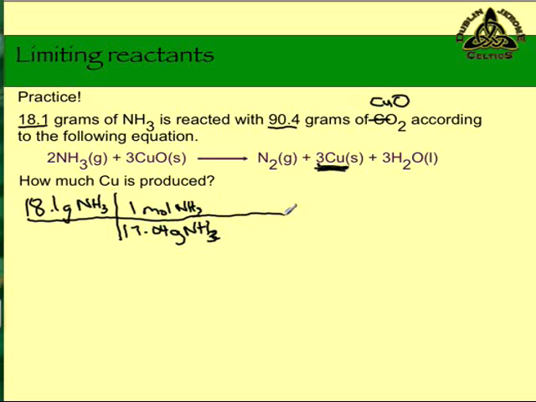If we stopped there, we've canceled out grams of NH3, but we're left with moles of NH3. We need to get all the way to grams of copper. So we can convert moles of NH3 to moles of copper using the balanced equation. Moles of NH3 goes on the bottom of our dimensional analysis setup, and moles of copper goes on top. The numbers come right from the equation: the copper is a 3, and the NH3 is a 2.